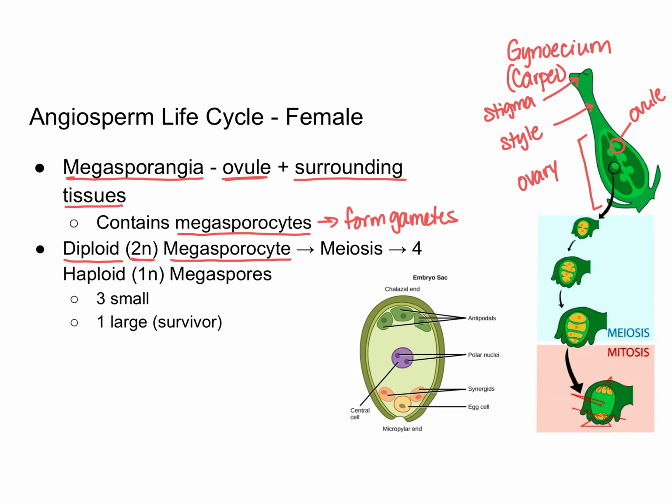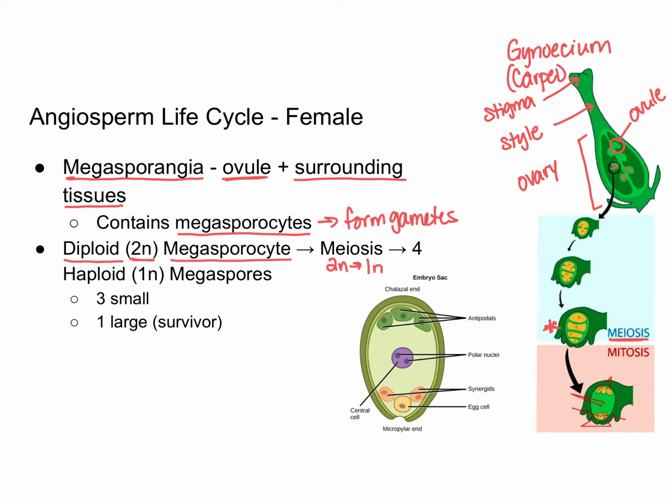Now, these megasporocytes go through meiosis. And remember, with meiosis, we take cells that are 2N and we convert them to cells that are haploid, or 1N. So this one diploid megasporocyte ultimately goes through meiosis and forms 4 haploid megaspores. And you can see that happening over here. So the megasporocyte is up here in the ovaries. And then it's going to go through meiosis to form megaspores. So we can see here there are 4 megaspores in this structure right here.